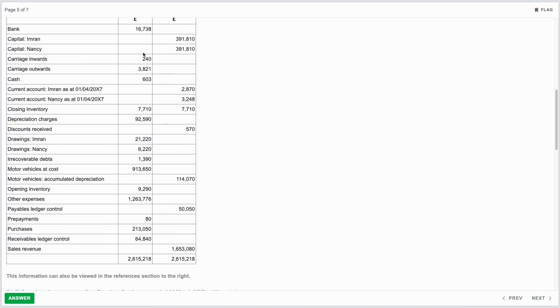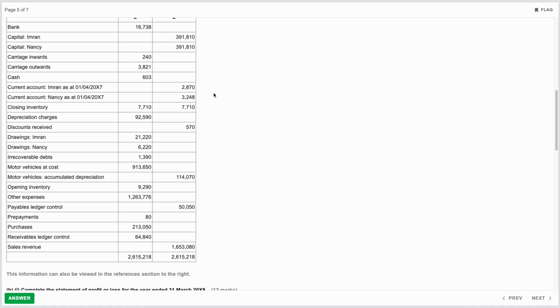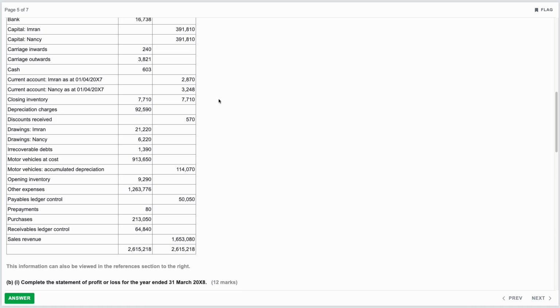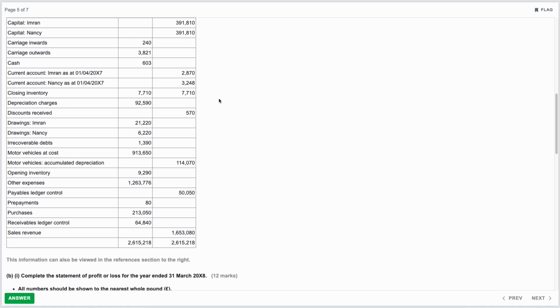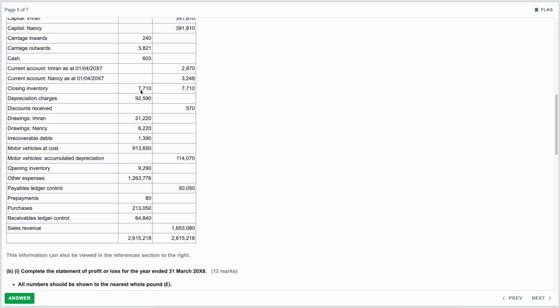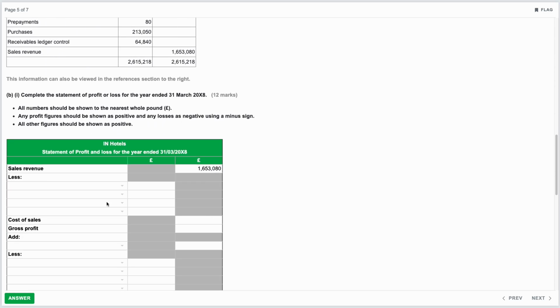So we do have a figure for carriage inwards, so that will be our fourth box, so that's good to know. Now, it doesn't matter which order you put these in specifically, but there is a certain order I would probably recommend. We've also got closing inventory here as well, which is good. We've got opening inventory and we've got our purchases figure. So I would always start out with opening inventory.